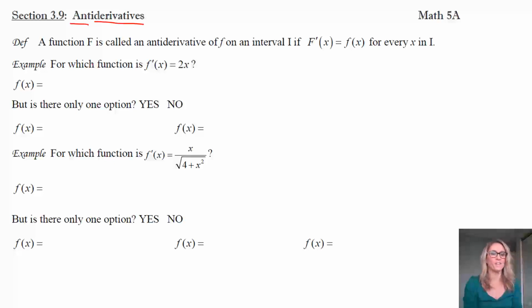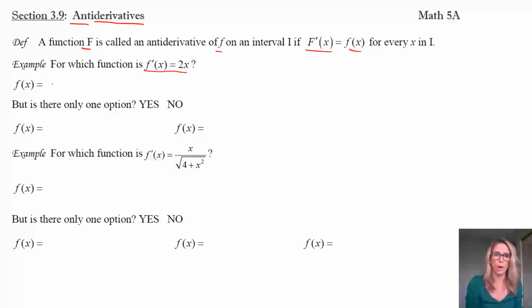So the formal definition: a function capital F is called an antiderivative of little f on some interval I if the derivative, F prime of x, is little f of x for every x in I. We're going to take a look at some basic examples to get to a bigger meaning. For which function is F prime of x equal to 2x? You're thinking about what function, if you take the derivative, gives you 2x?